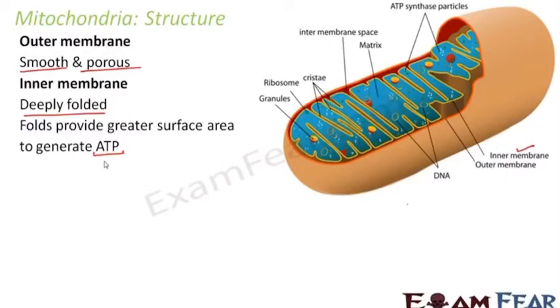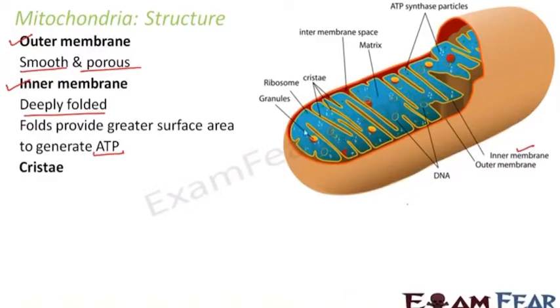And this energy is produced by mitochondria. So that is the main function of mitochondria. That is how the structure of mitochondria helps in its production of ATP molecules. Outer membrane is smooth but inner membrane is deeply folded. Because of these folds, it has got greater surface area, so it can generate a greater number of ATP molecules.